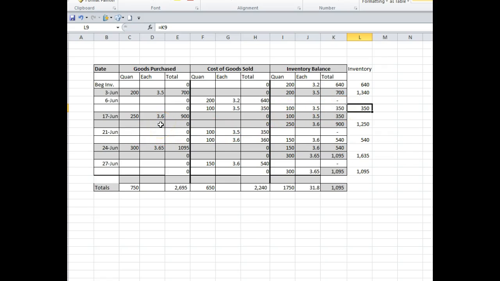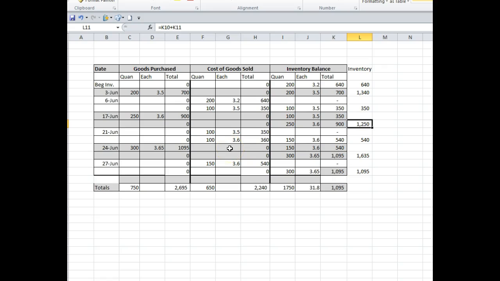Now on June 17th we bought 250 at 360, and that came to 900. So that has to be added into this next layer of inventory. So first of all, I drop down my 100 and my 350. So this begins my new layer of inventory, and I add the 250, the 360, and the 900, and I have an inventory now, total value of $1,250.